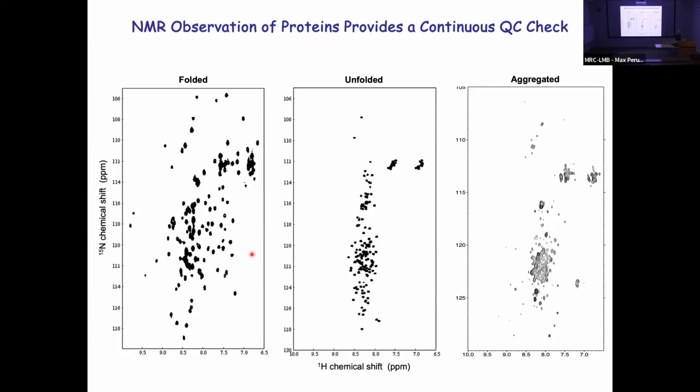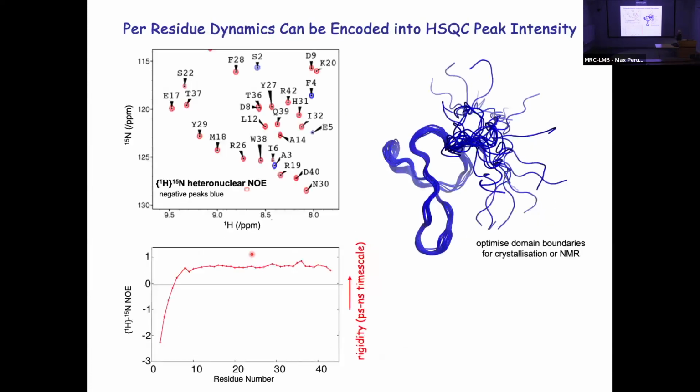Instantly then, if you look at one of these plots, you can see the quality of the data that you've got. This one on the left is for a folded protein. This is for an unfolded protein. And when the protein aggregates, it looks like that. NMR gives you the built-in quality control.